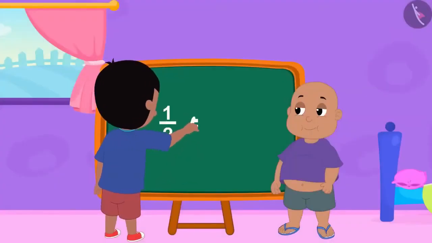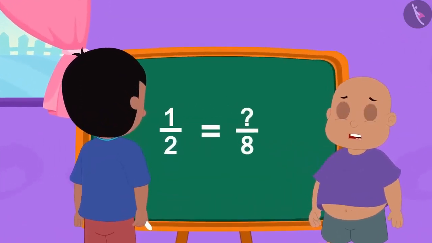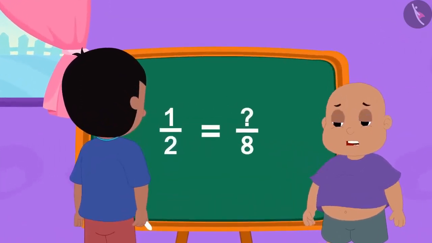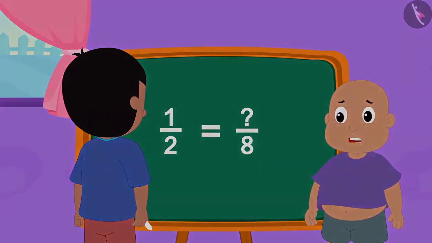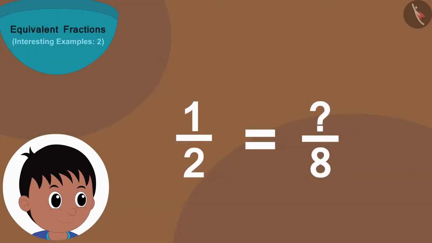Raju first wrote this fraction. Bablu started finding the fraction. Children, can you help Bablu? Raju wrote this fraction. Here, the number 2 shows how many parts of a thing are created. And the number 1 shows that we took 1 of those 2 parts.